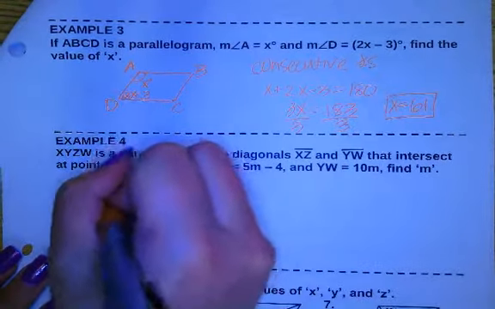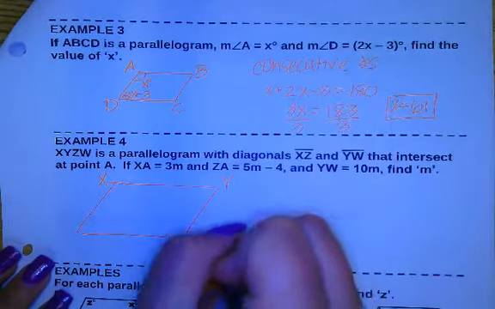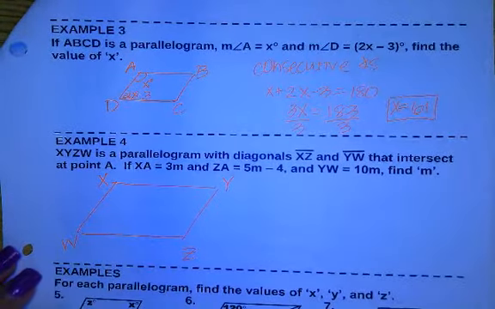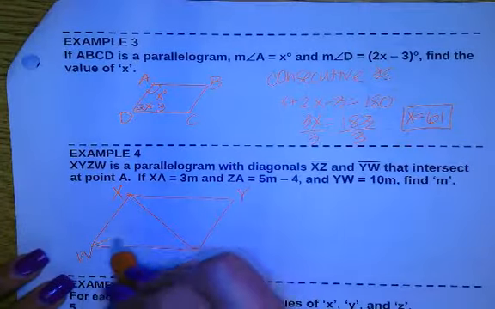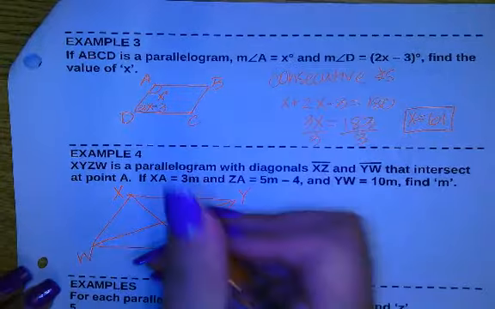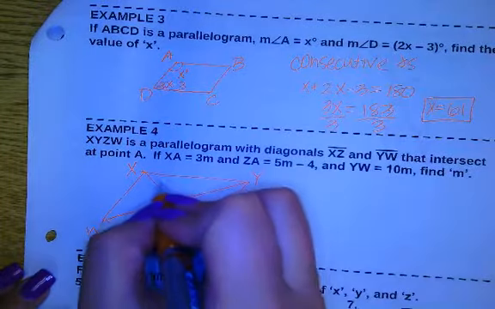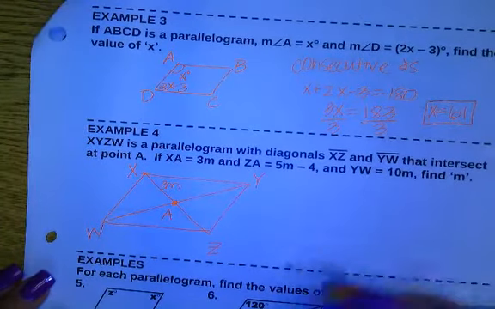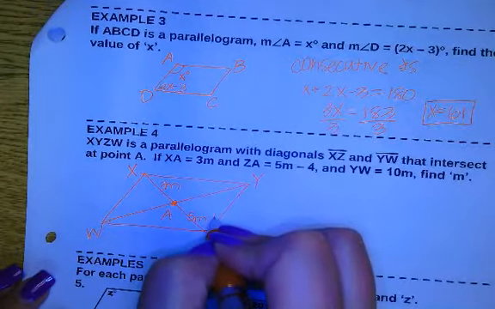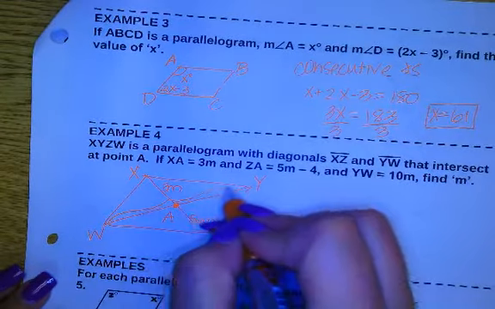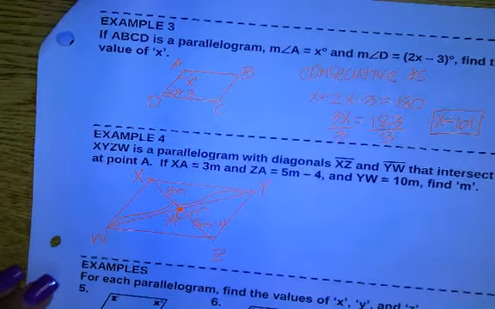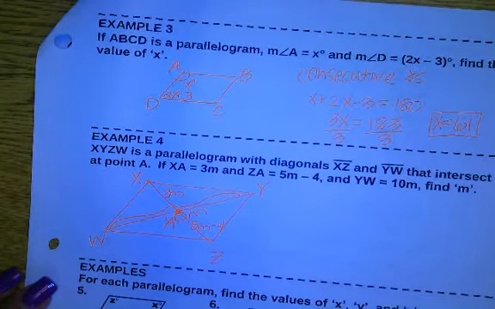So I have X, Y, Z, W. Okay, I want to make sure that I have it set up right. XZ should be a diagonal, and YW should be a diagonal. And they intersect at A. Okay, XA is 3m, ZA is 5m minus 4, and YW is 10m. How could we figure out m?